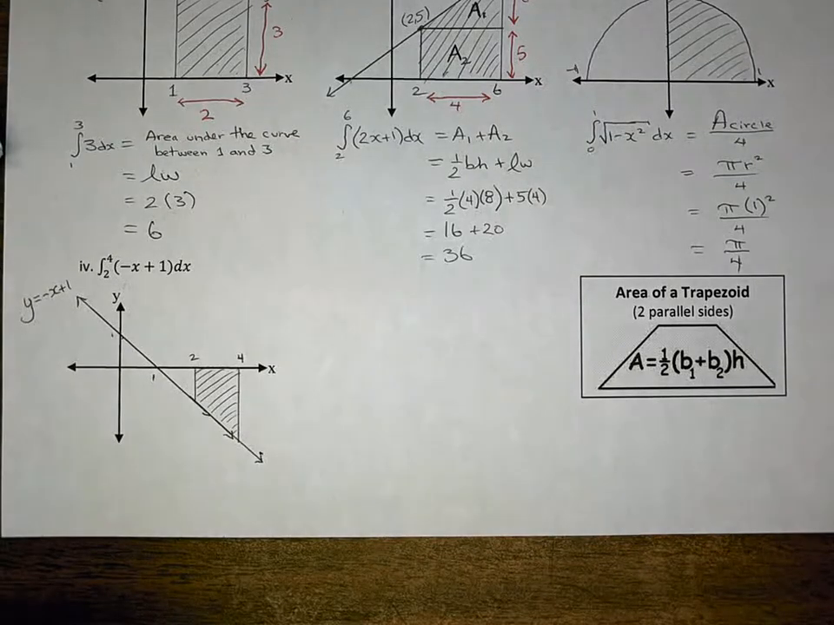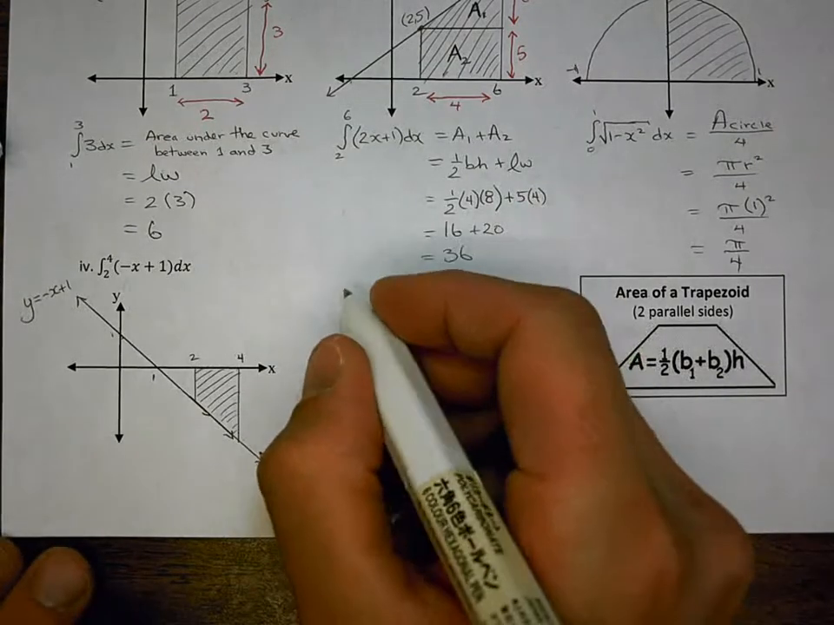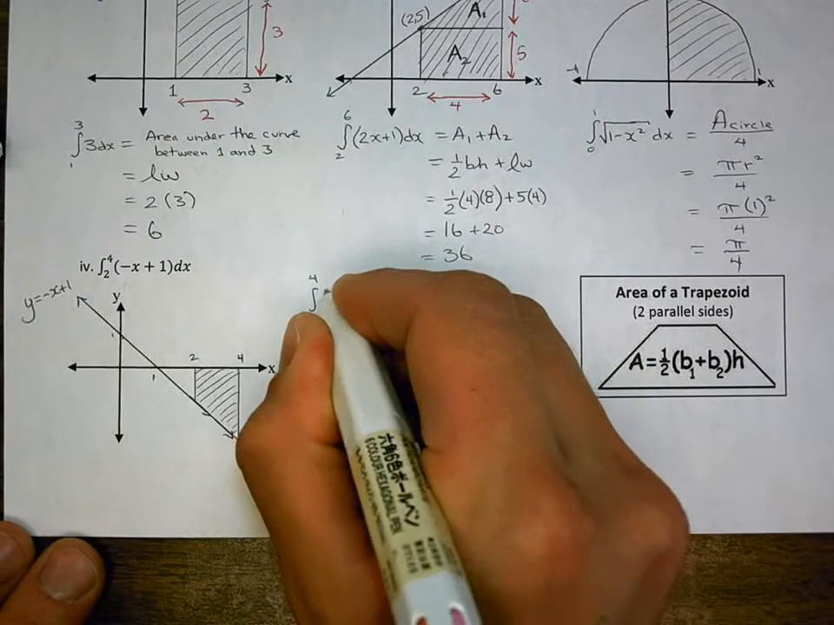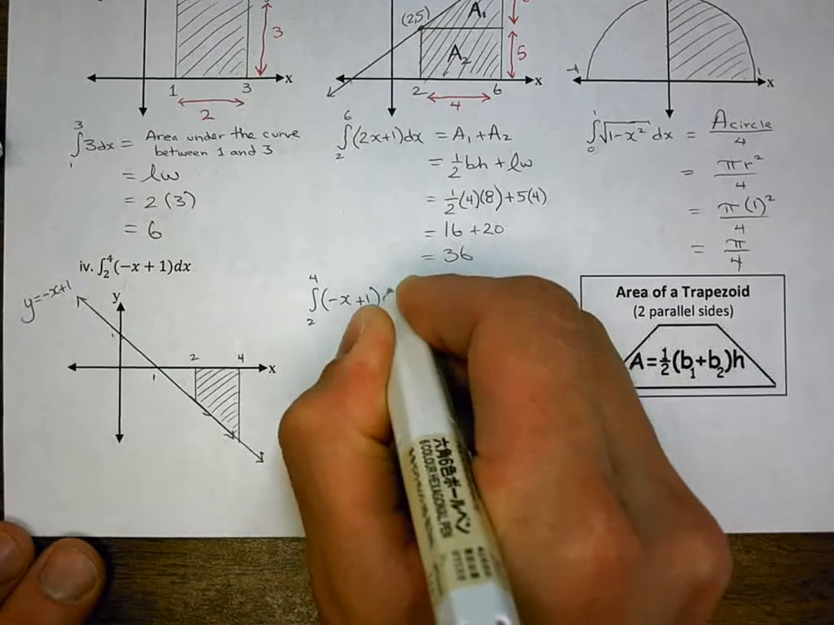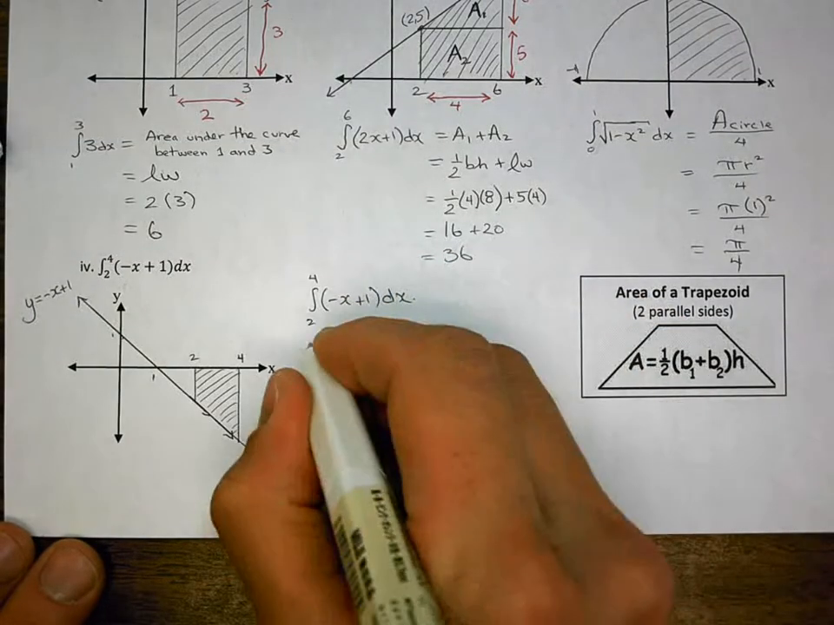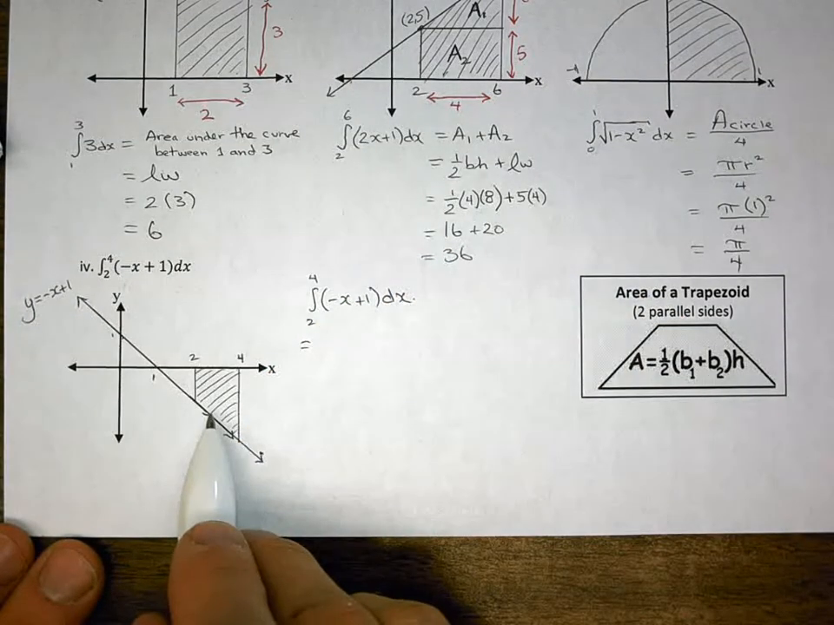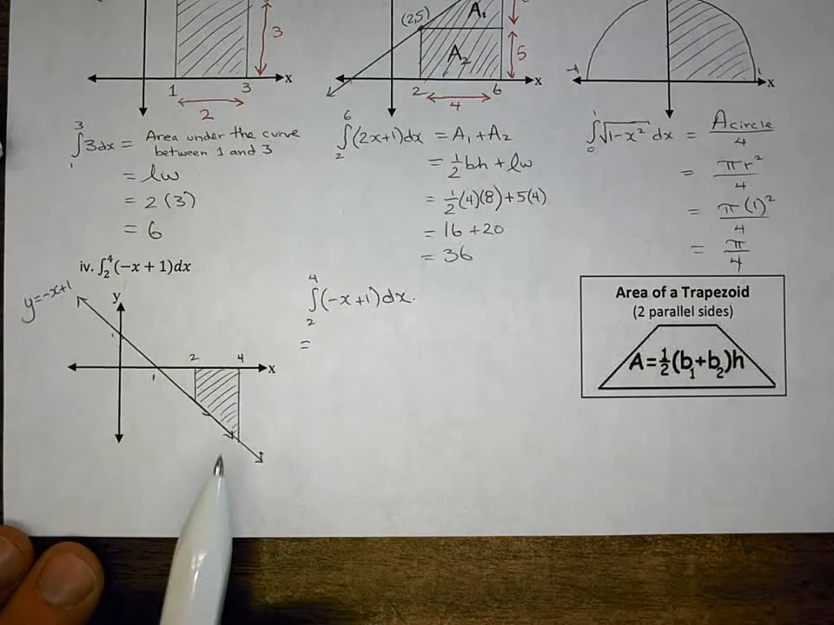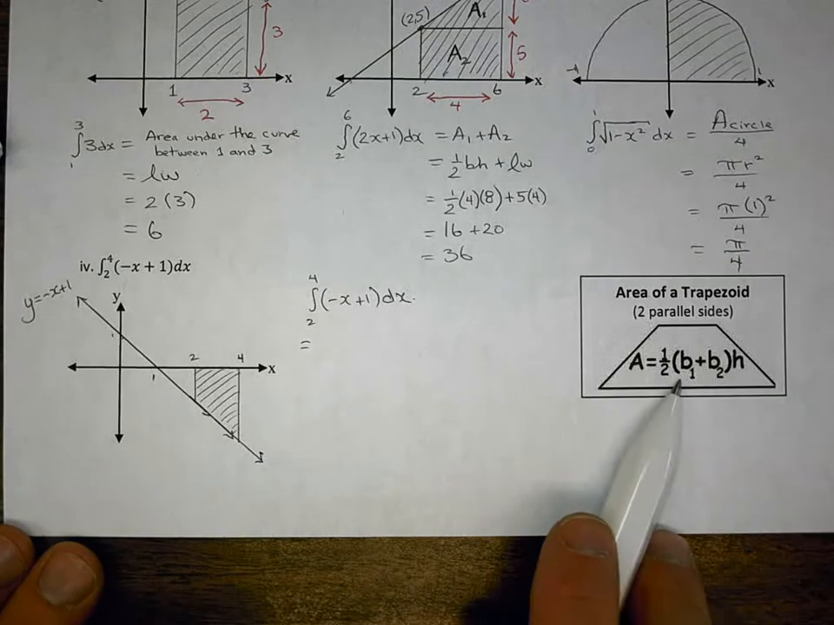So we want to know this area. Let's write that out over here: the integral from 2 to 4 of negative x plus 1 dx. Well, this shape, again, I could break up into a rectangle and a triangle. I'm actually going to show you one other formula you can use, which is the area of a trapezoid.